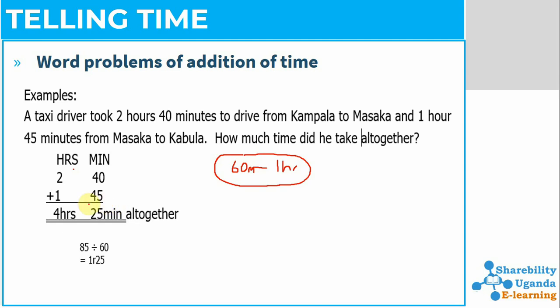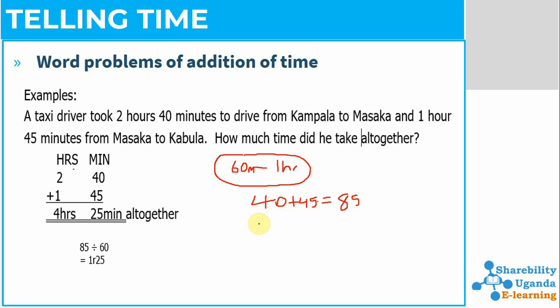So we shall be able to see how we derive the answer. From our first concept, we said we make the totals of these minutes. The totals of these minutes, that is 40 plus 45, gives us 85 minutes. We are getting 85 minutes, but 60 minutes is equal to 1 hour, or 1 hour takes 60 minutes.